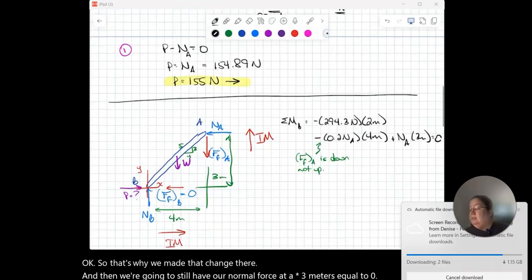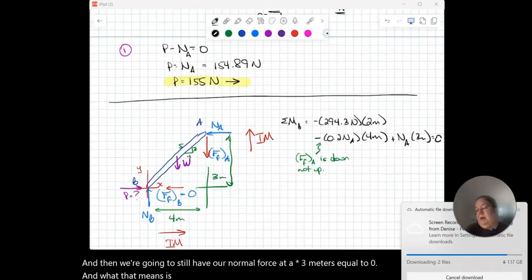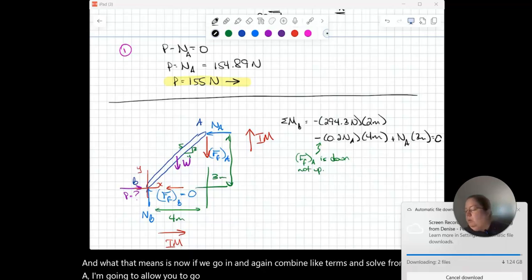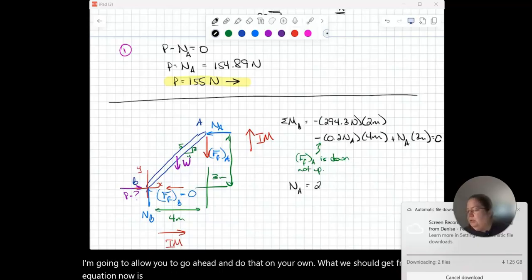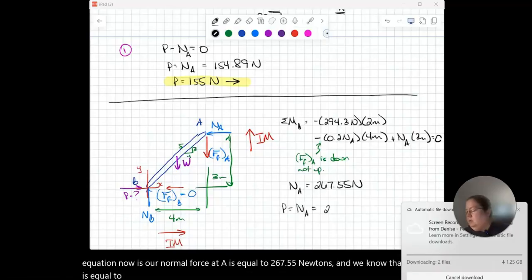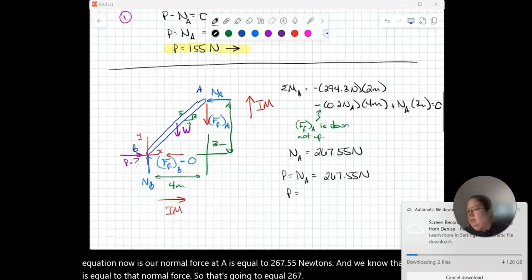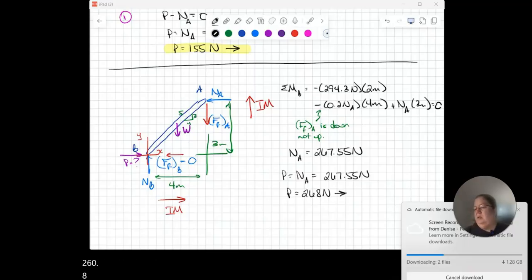And what that means is now if we combine like terms and solve for N_A, I'm going to allow you to do that on your own. What we should get from this equation now is our normal force at A is equal to 267.55 newtons. And we know that our force P is equal to that normal force, so that's going to equal 267.55 newtons. So P is now equal to 268 newtons, and it's still going to be to the right.